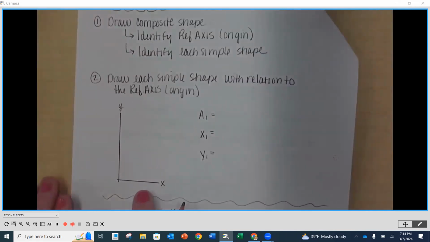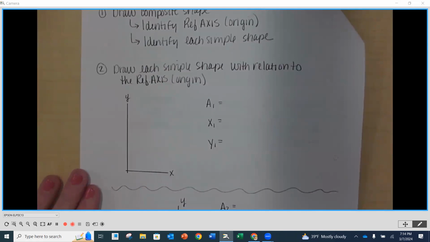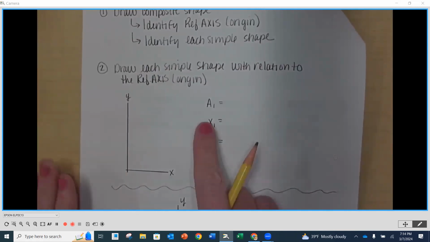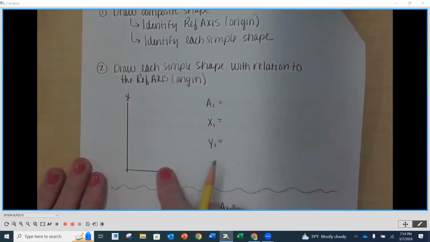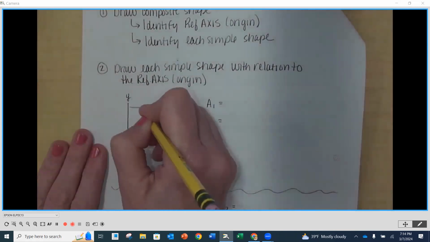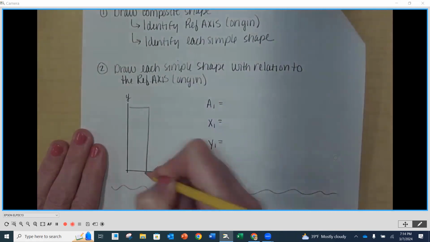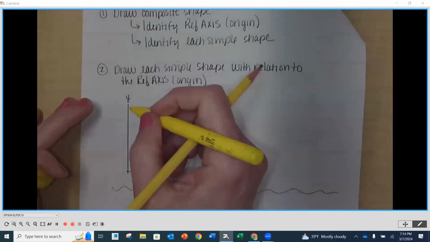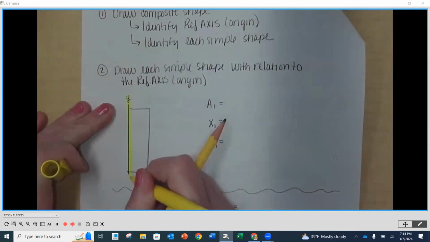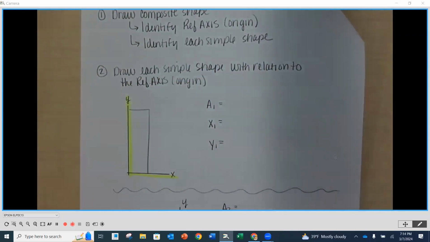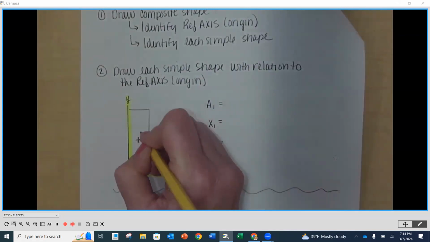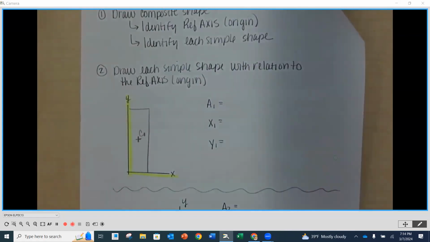Let's go ahead and draw each one of our individual shapes here. This is going to be our place for shape number 1, our tall rectangle right here. And I'm always going to highlight the reference axis. I can't emphasize enough, you always want to show that reference axis each time we do one of our parts. And then here's going to be my centroid number 1.